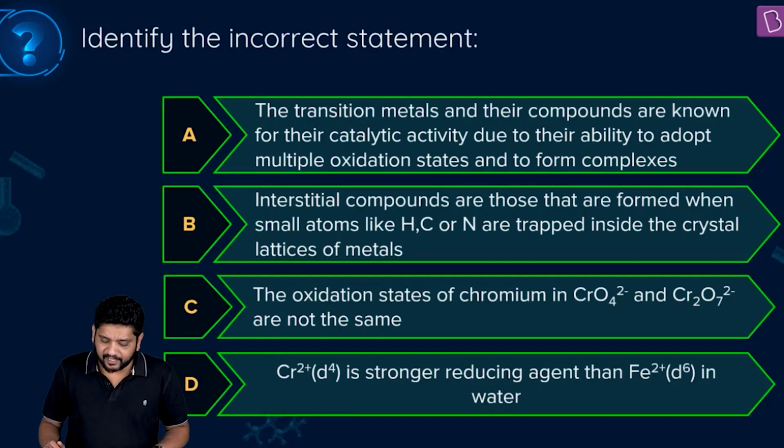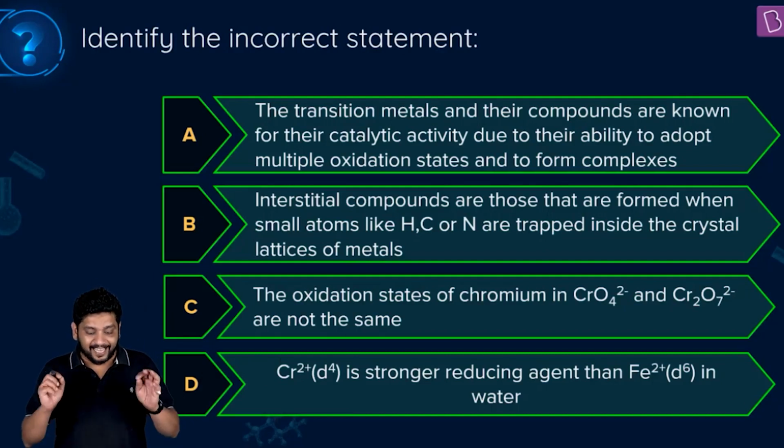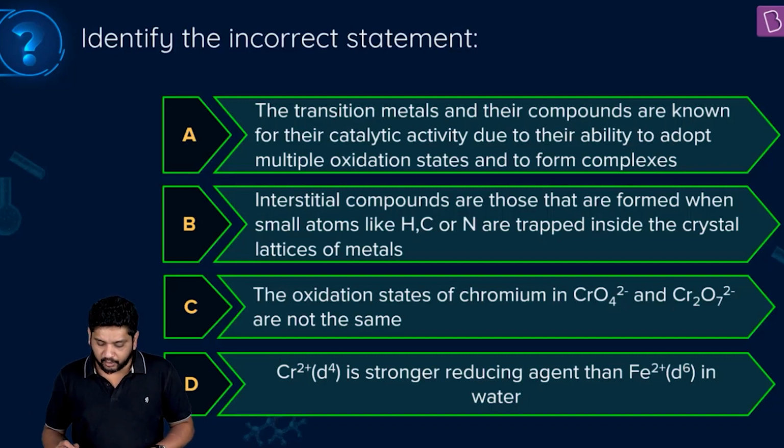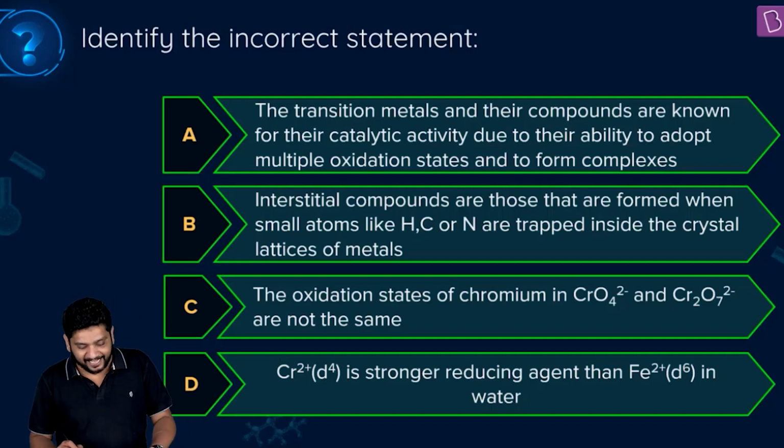The transition metals and their compounds are known for their catalytic activity due to their ability to adopt multiple oxidation states and to form complexes. Pretty much a standard statement. I'm sure you have heard even in NCERT, right? The interstitial compounds are those that are formed when small atoms like H, C or N are trapped inside the crystal lattices of metals. Okay.